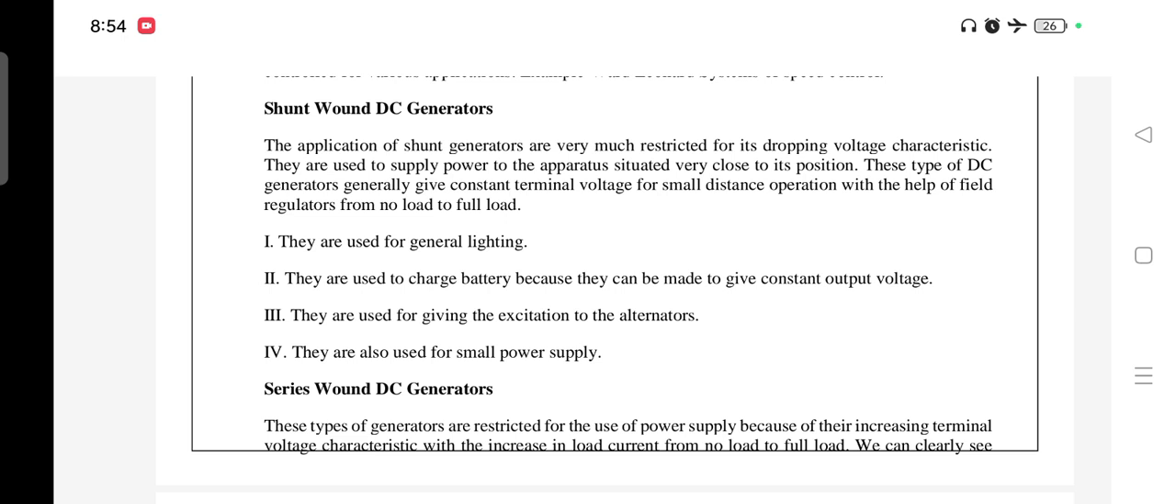And shunt wound DC generators are used for their dropping voltage characteristics. They are used to supply power to apparatus situated very close to their position. They are used for general lighting, to charge batteries, to give excitation to alternators, and for small power supply.